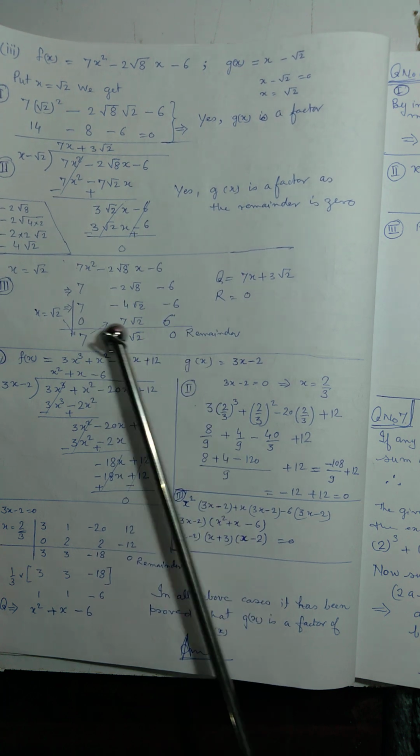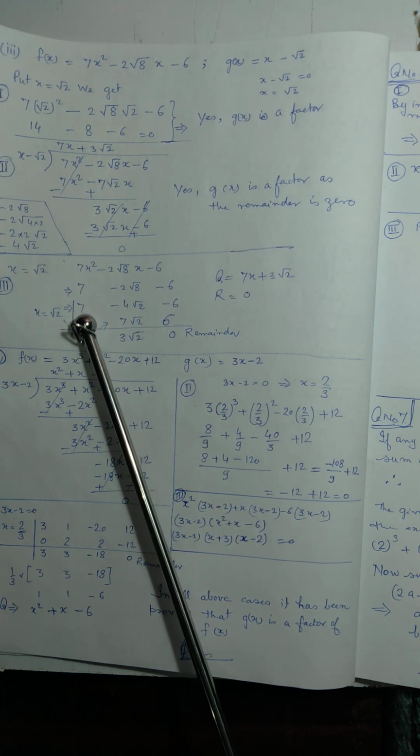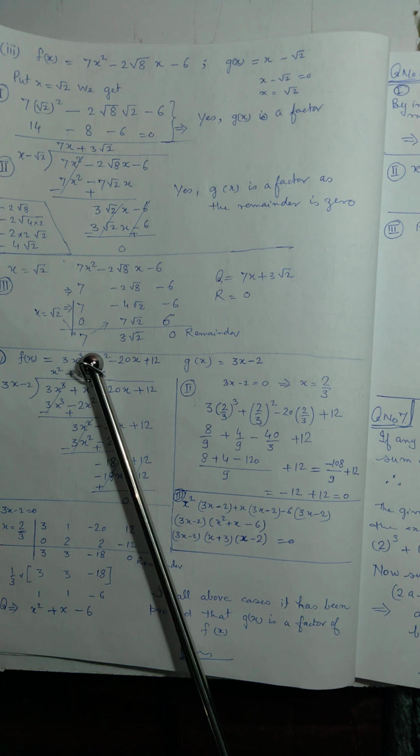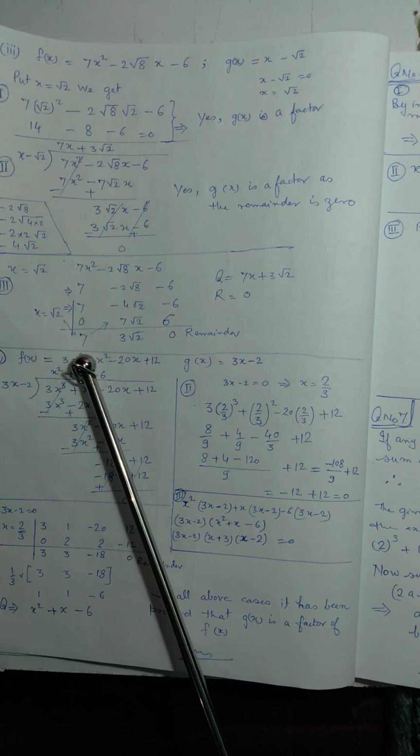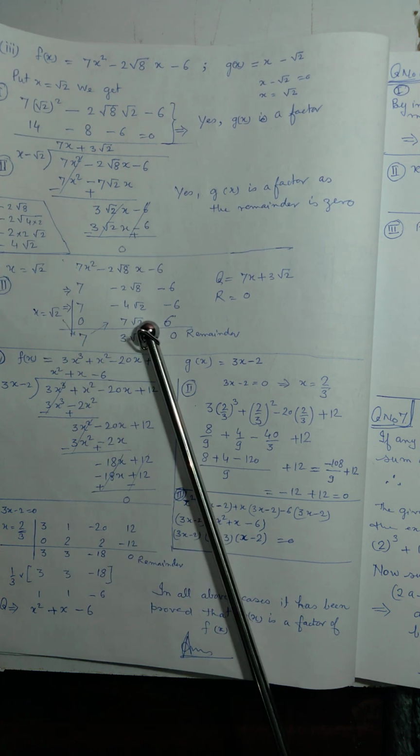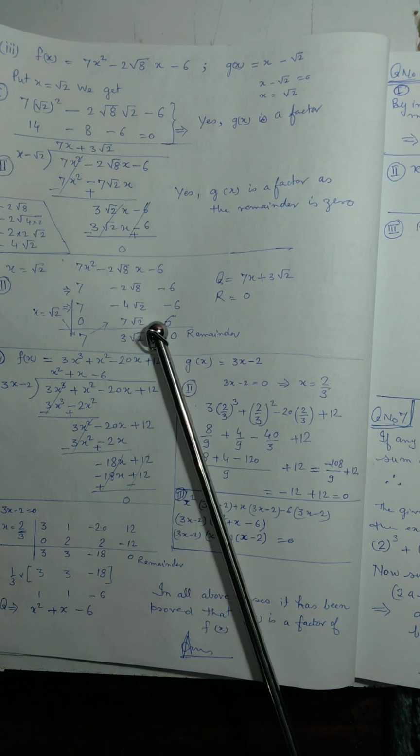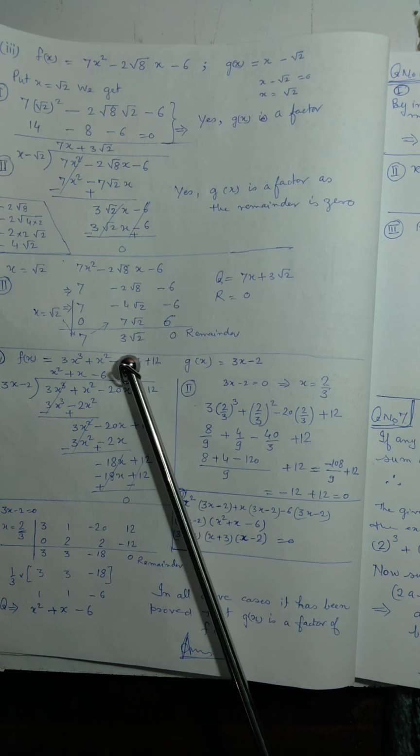Now simple division. Here also you will just put 0 and add it. You will get 7 here. Now root 2 will be multiplied to 7. Place it here, 7 root 2. Now add it, you will get 3 root 2.